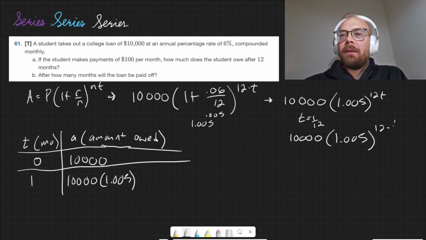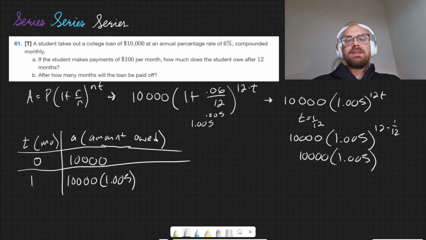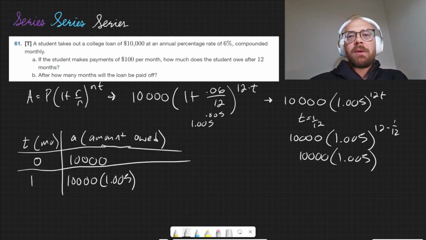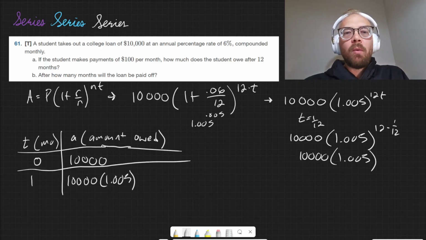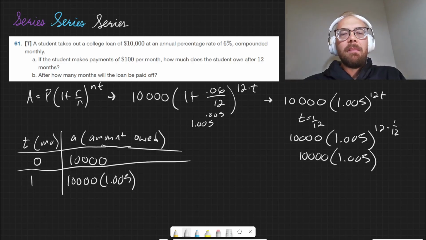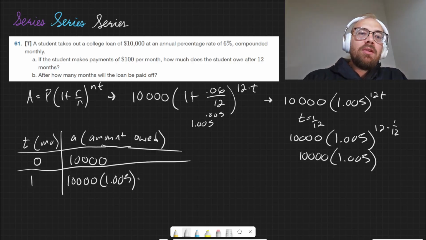0.005 to the 12 times 1 over 12 power, which would just be 1, and then that would just be 10,000 times 1.005 to the first power, which is times 1.005. So that's where I'm getting that number from. That would basically be after 1 month, how much is that going to compound? So it's going to compound by 1.005. Then you make your payment.